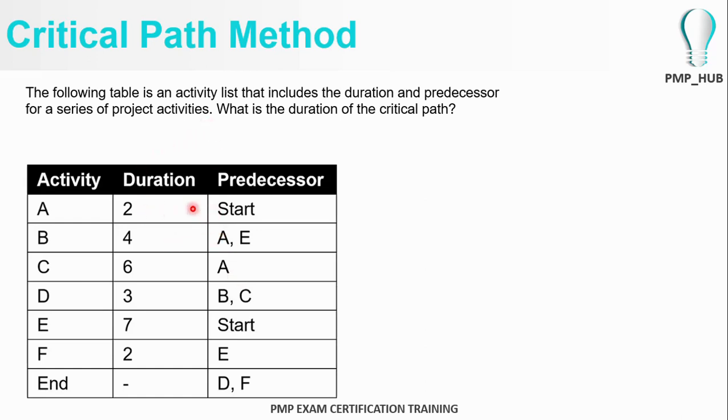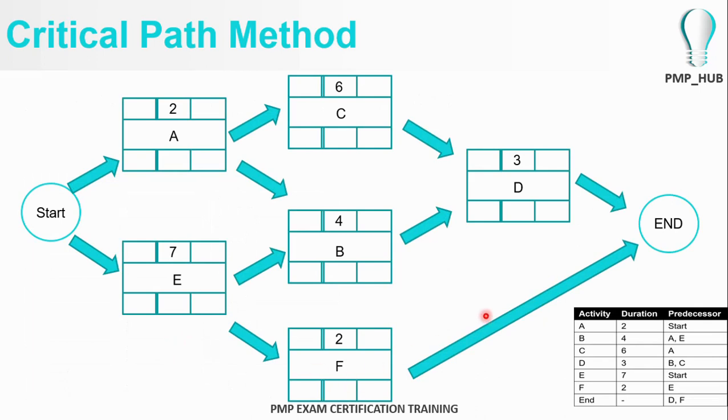So there are two activities, A and E, commencing from the start. Activity B follows after A and E. Activity C follows after A. Activity D follows after B and C. Activity F follows after E. And these are the durations of each and every activity of the project. So keeping that in mind, let's try to draw the network diagram.